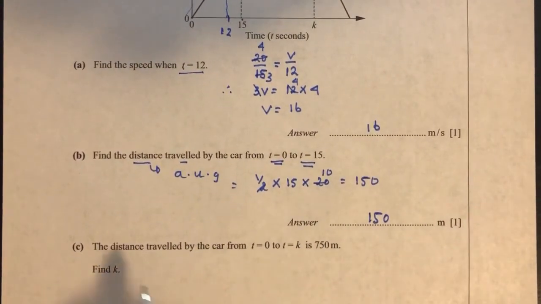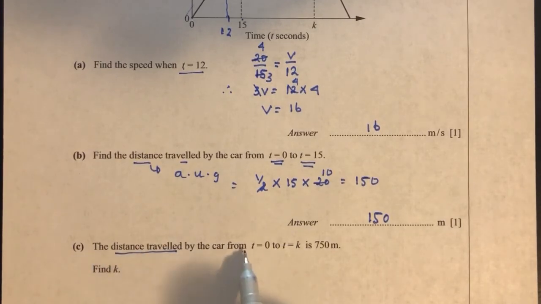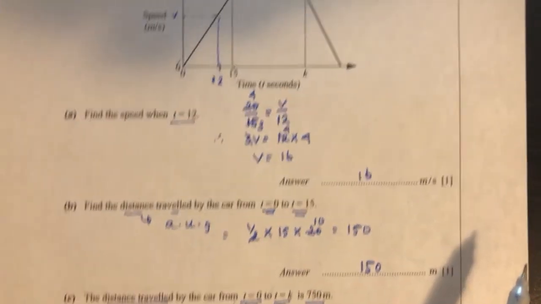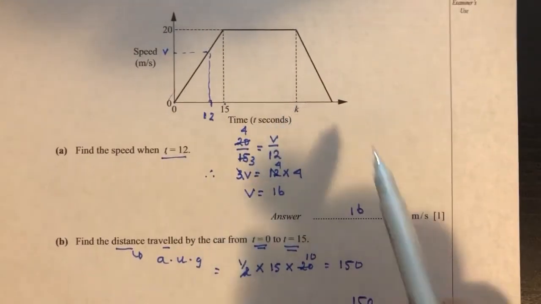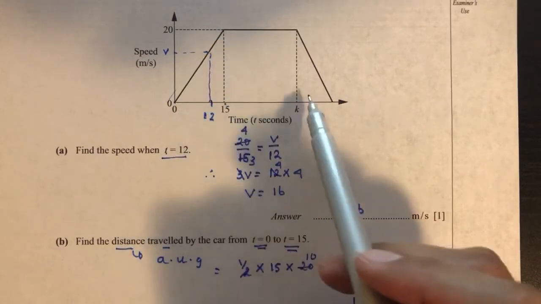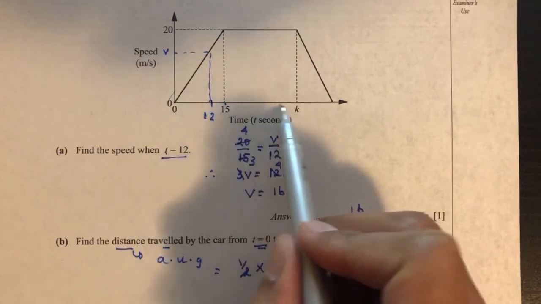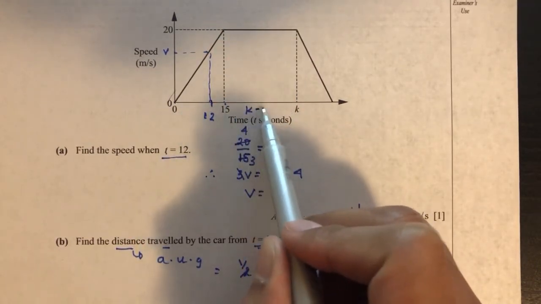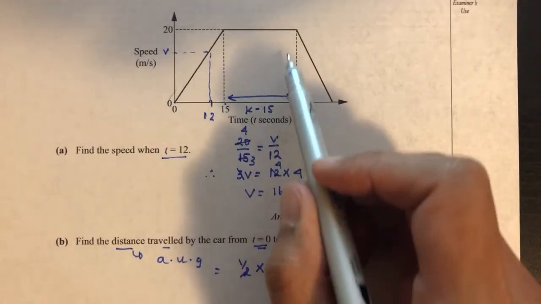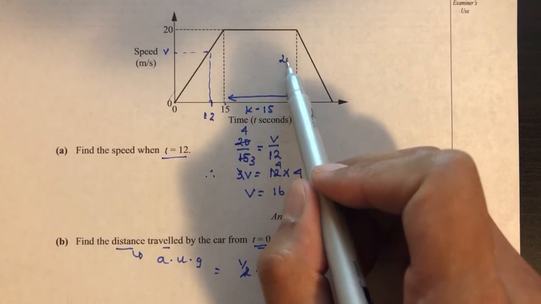So now part C, the distance traveled by the car from time t equal to 0 to t equal to k is 750. Find the value of k. So k is here. As you can see, this area here will be area of rectangle. So this distance is what? Is k minus 15. That's the length here. And the height is 20.